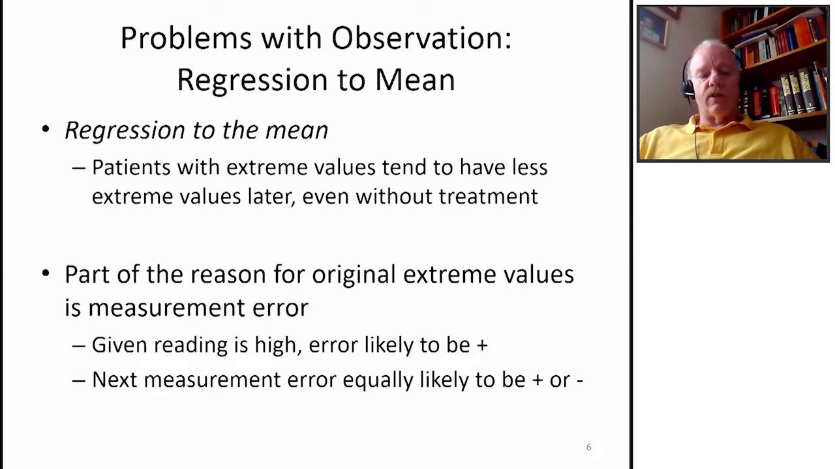And so the next time you measure them, the measurement error is going to be centered around 0. And so when you look at them again, if they were high on the first reading, they'll tend to be lower on the second reading. If they were low on the first reading, they'll tend to be higher on the second reading.